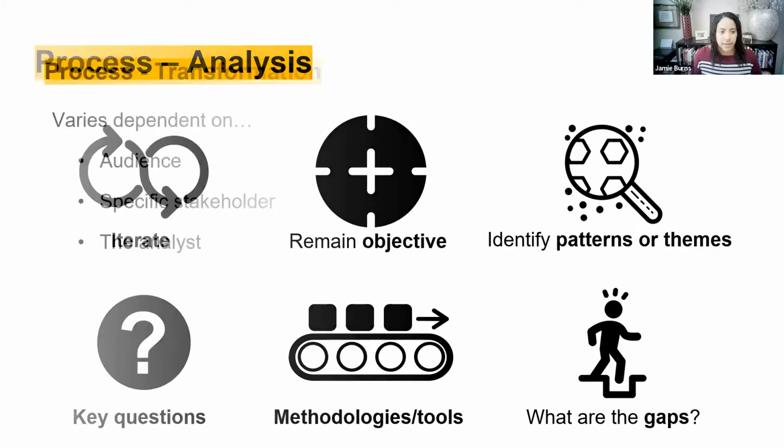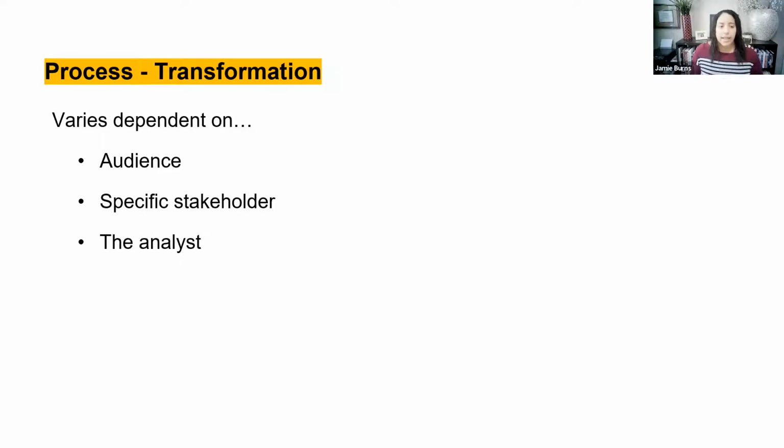Next slide, please. And then the last step of the process is transformation. And transformation is really how you go from taking tons of data that you've looked at, both qualitative and quantitative, and start to create an actual report. And I will say this process of transformation, it varies. And it varies depending on three things. So the first is the audience. And we'll talk through how your transformation of information should vary dependent on your audience in our next section. But it also varies dependent on your specific stakeholder.